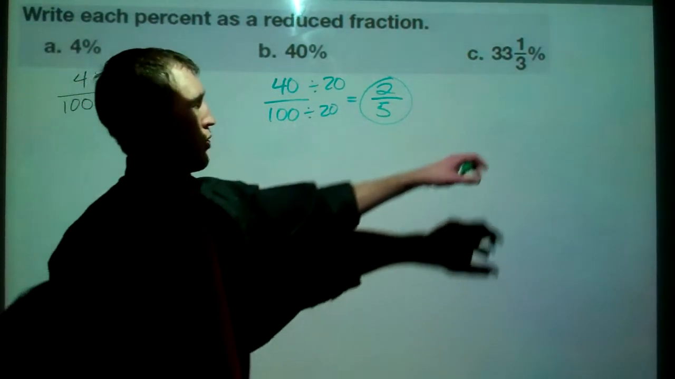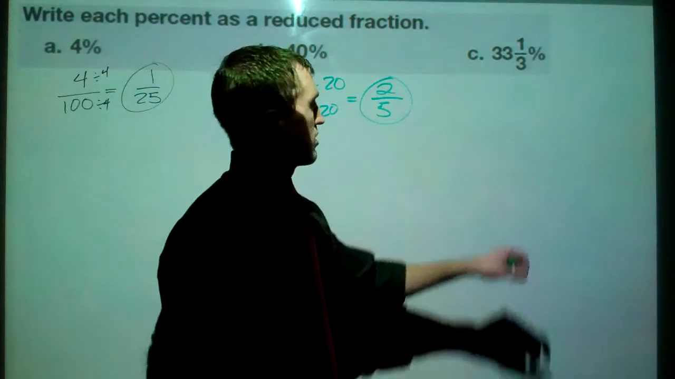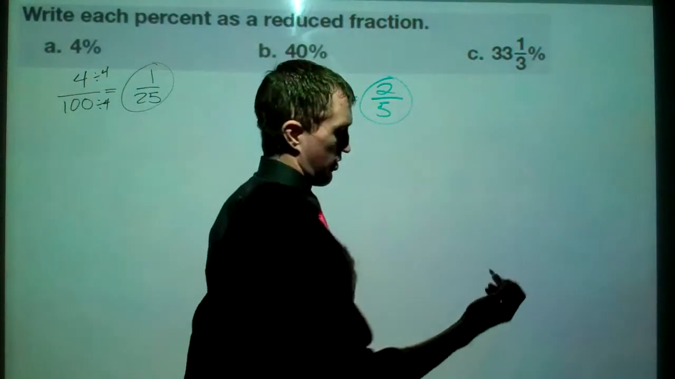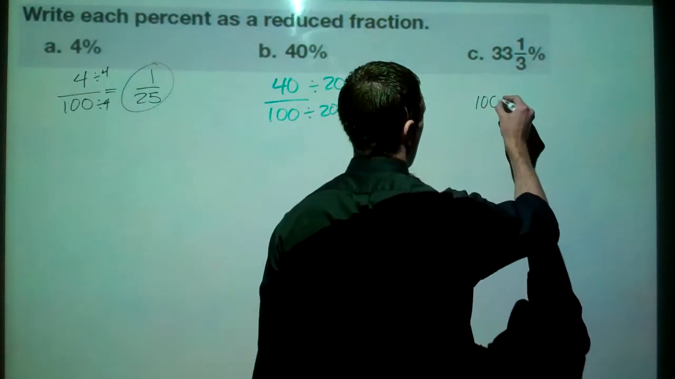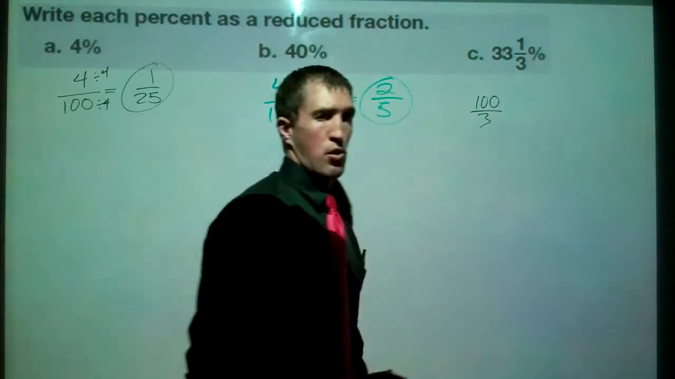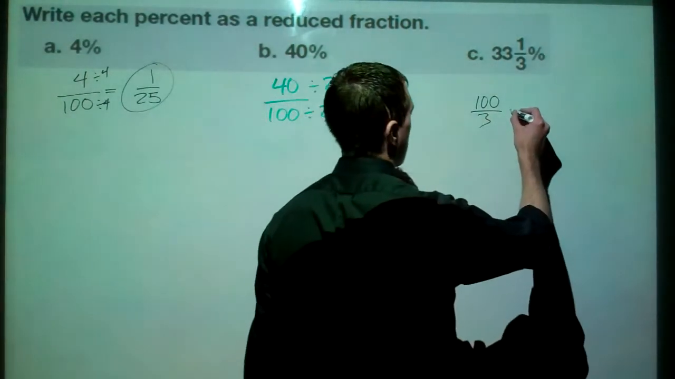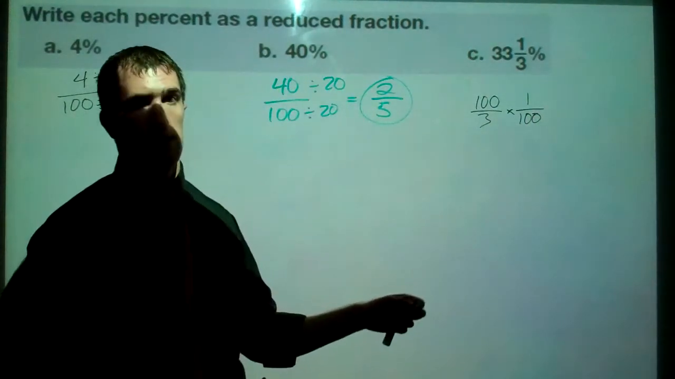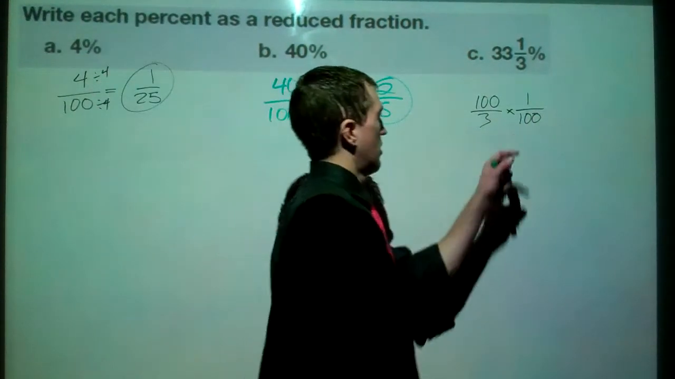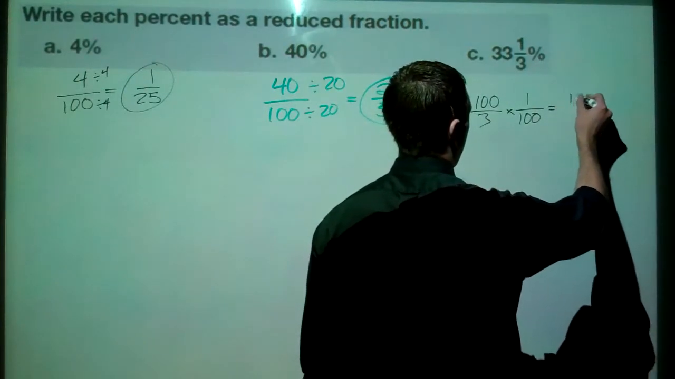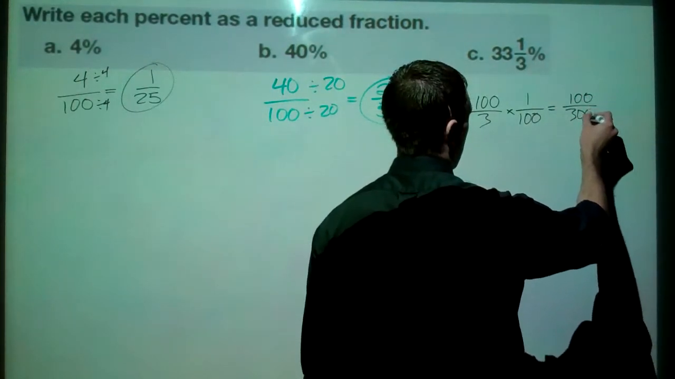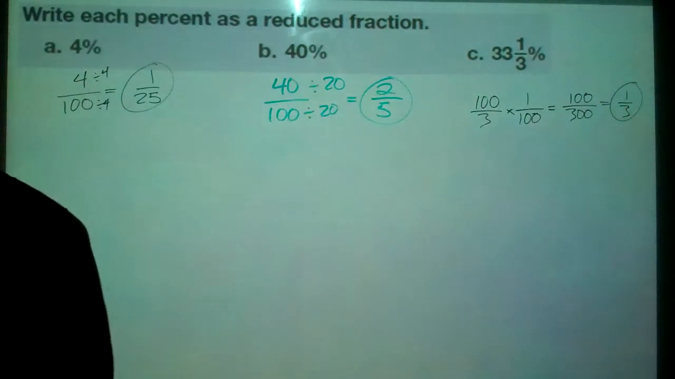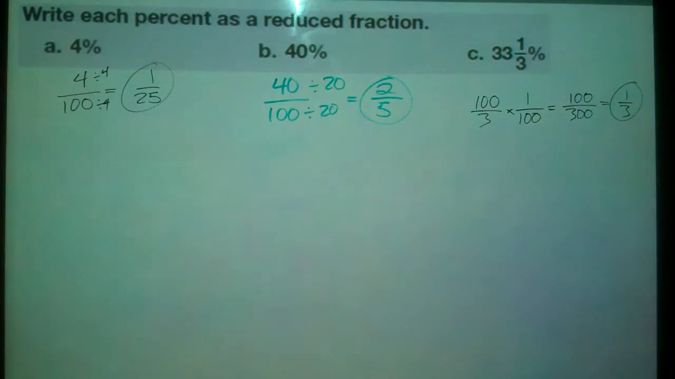And our last one there is a little tricky. I'm going to say we turn this into an improper fraction first. 3 times 33 is 99, plus 1 is 100. So 100 over 3. And I'm going to multiply that by 1 over 100. Because this is basically like dividing by 100. So we get 100 over 300, which we know is 1/3. Alright, so that was lesson 11 for 8th grade.